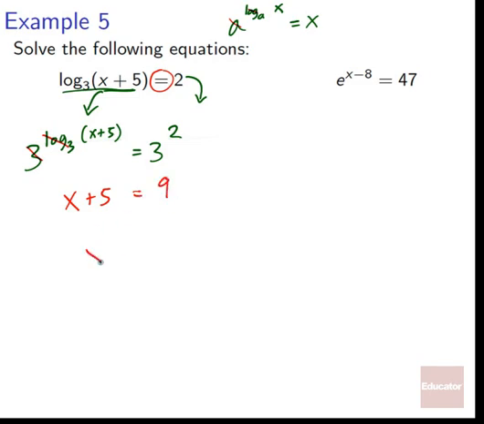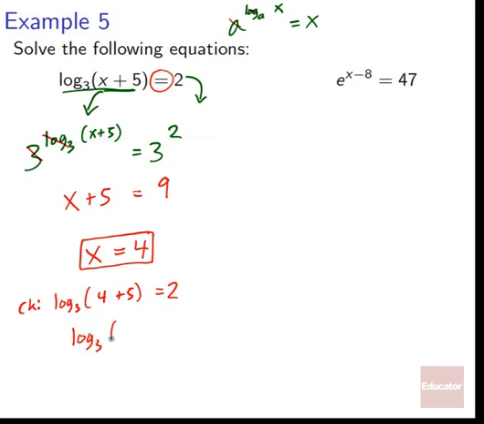We subtract 5 on both sides, and we get x equals 4. Great. And if we wanted to, we could check that that does wind up working out. Check. We plug in our x equals 4, so log base 3 of 4 plus 5 equals 2. Does it? So log base 3 of 4 plus 5, let's see if that winds up coming out to be 2. Log base 3 of 9. So what number do we have to raise 3 to get 9? We have to raise it to 2, so it checks out.